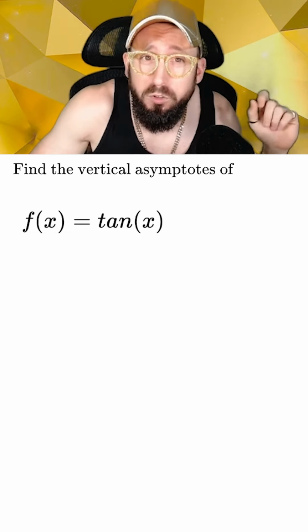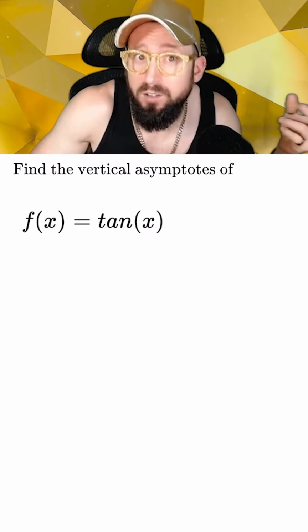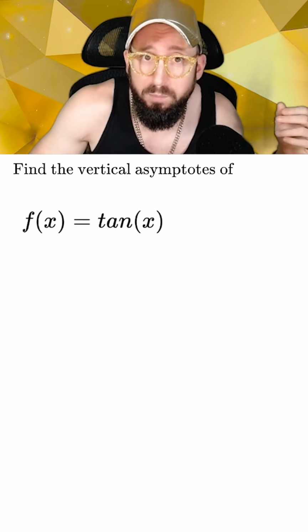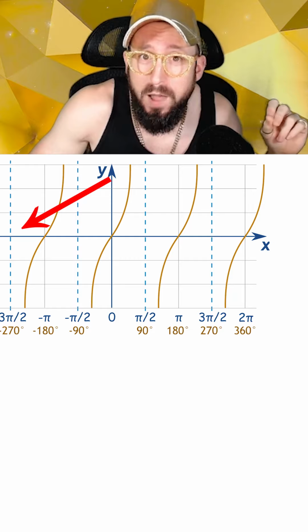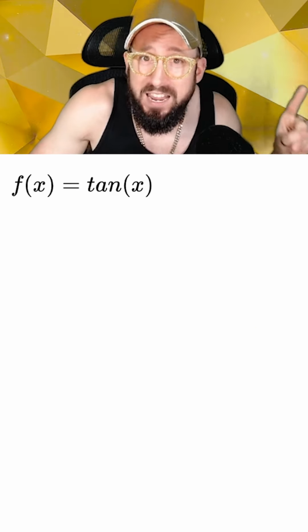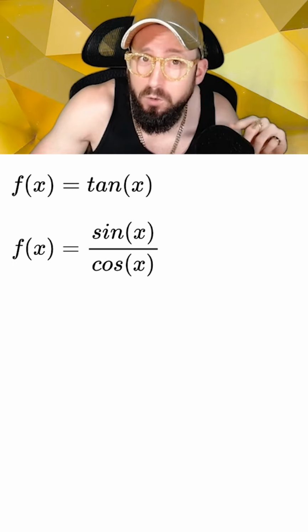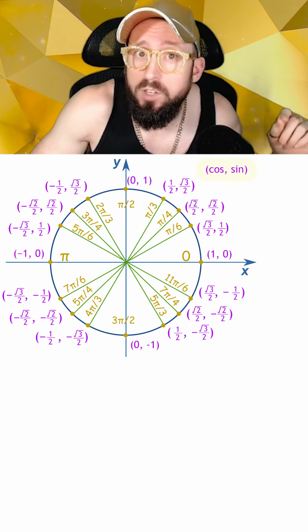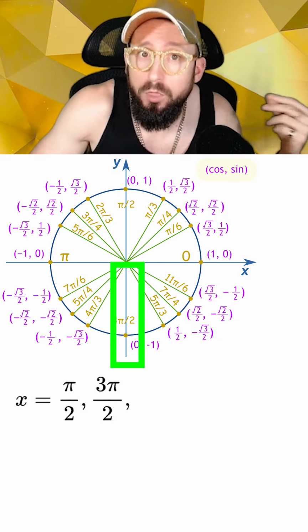Vertical asymptotes can also occur in trig functions, but the reason for this is still dividing by 0. Take tangent, for example, which from graphing we can see has a bunch of vertical asymptotes at odd intervals of pi over 2. These vertical asymptotes occur because tangent can also be written as sine divided by cosine. And if we remember our unit circle, cosine is equal to 0 at pi over 2, 3 pi over 2, and so on. So since the denominator is equal to 0, tangent will also have vertical asymptotes here.